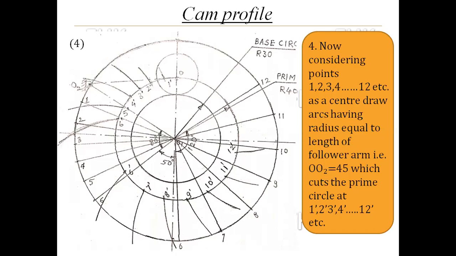Okay, all the points will be on the point circle, and these 1, 2, 3, 4 points will be on the pivoted circle. Okay, pivoted circle. In this way, you will get the 1 dash, 2 dash, 3 dash.